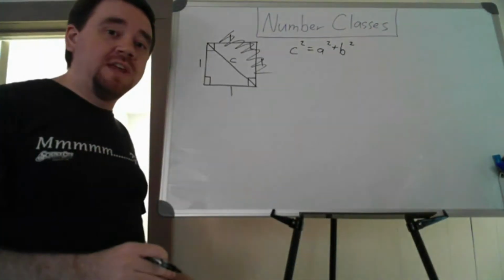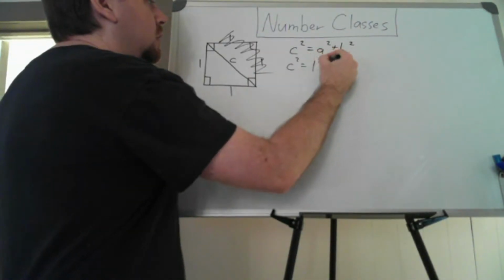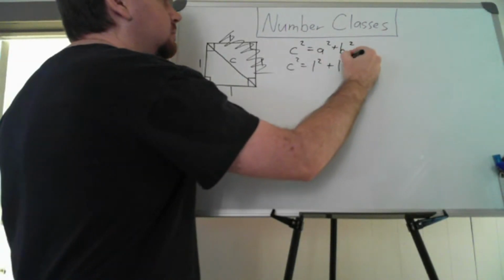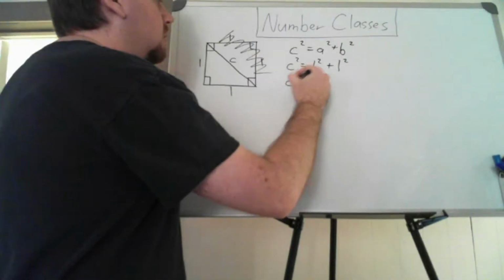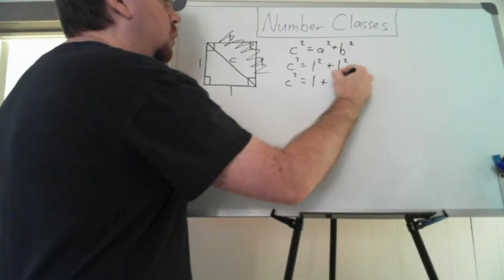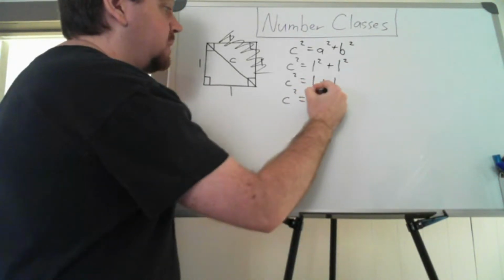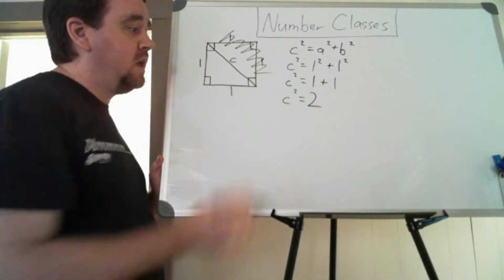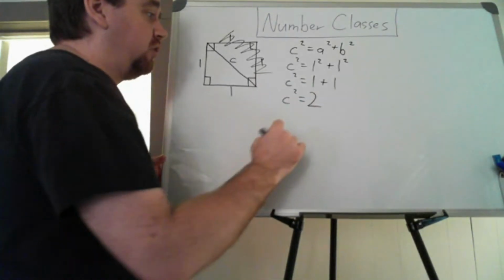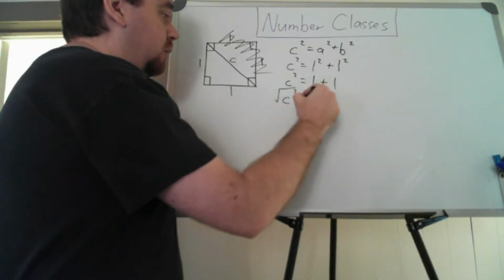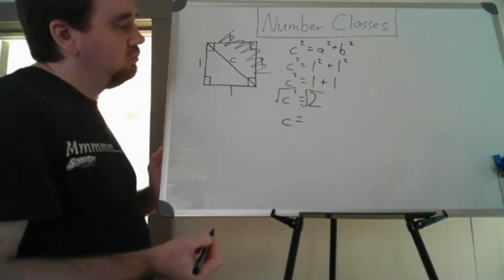So now we just substitute in and solve. Well, we said A is 1 and B is 1. Now square both of those. Well, what's 1 times itself? That's still just a 1. So I've got C squared equals 1 plus 1. And 1 plus 1, we're really doing hard math today. C squared equals 2. Now I want to know the value of C, so I undo the square, which is called a square root. So it's like taking the square root of both sides, and I have C equals, what is the square root of 2?